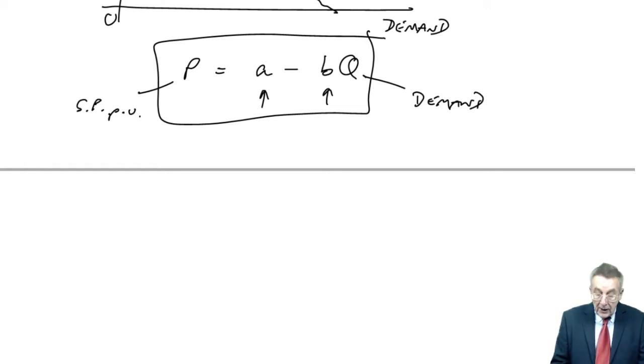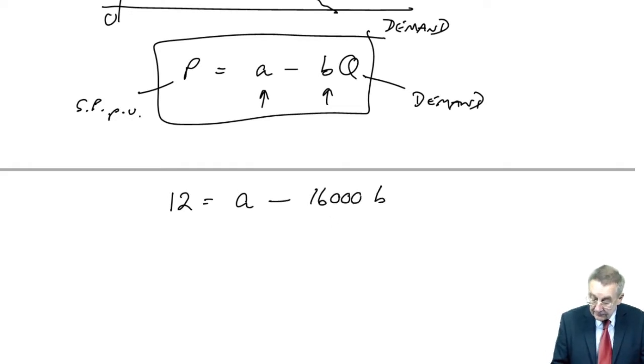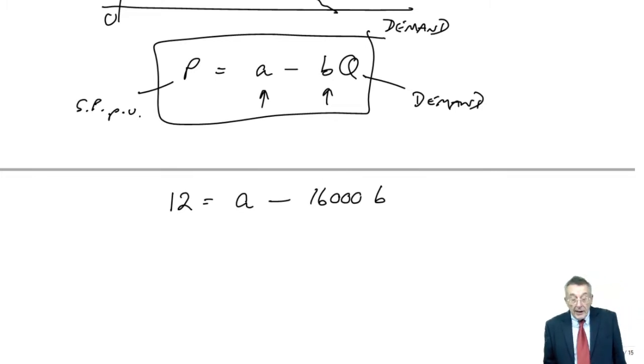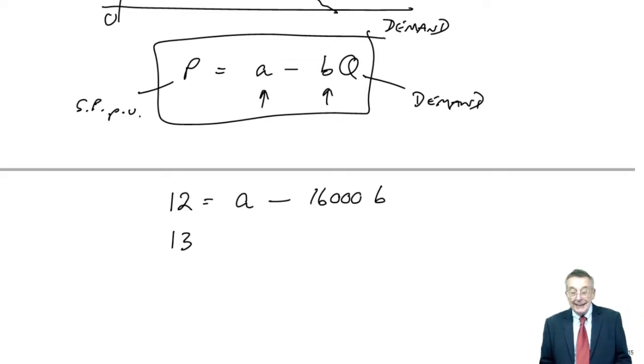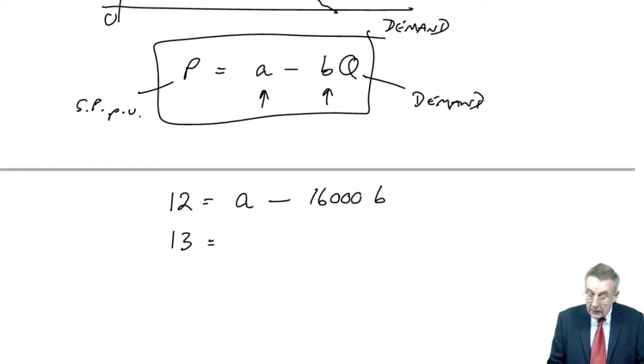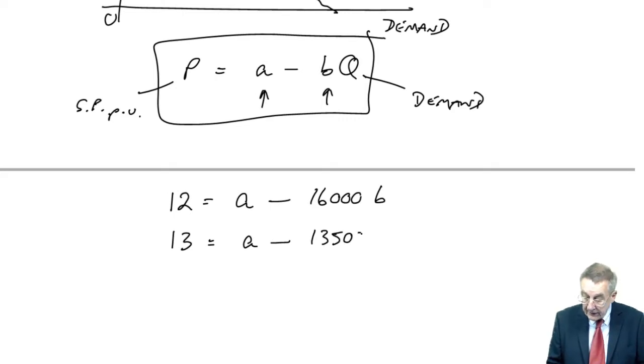What is it at the moment? At the moment, P, the selling price, is 12. It's equal to A minus B times the demand, 16,000 B. The question says, if we increase the price by $1, so if the price went to 13, well, that'll be equal to A minus B times the demand, which will fall by 2,500 units. So instead of selling 16,000, we'd sell 13,500.